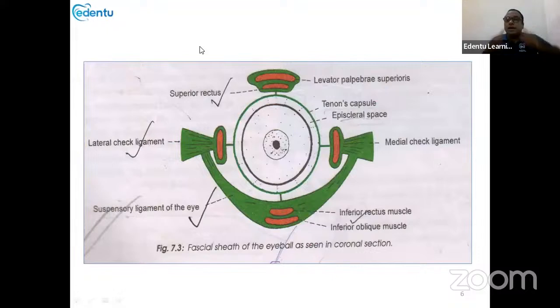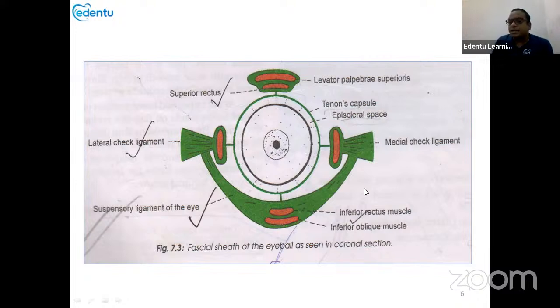Completely bigger. It becomes completely bigger. And then what happens? Here, inferior rectus muscle is there, inferior oblique muscle is there. So this is what we have to study. This is the question that was asked, suspensory ligament of Lockwood. So what is suspensory ligament of Lockwood?